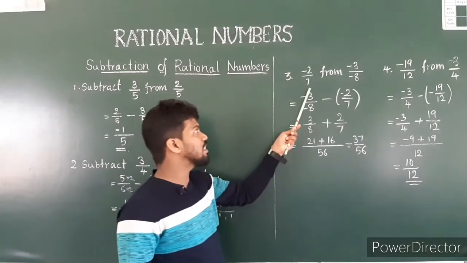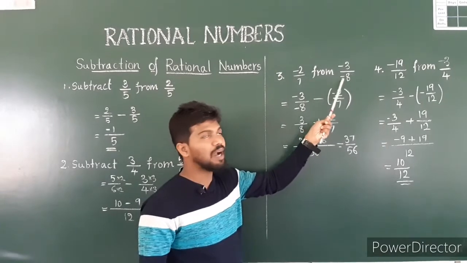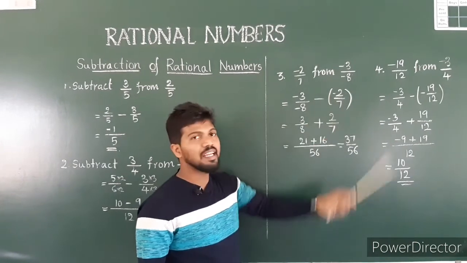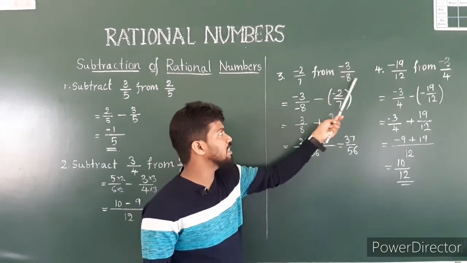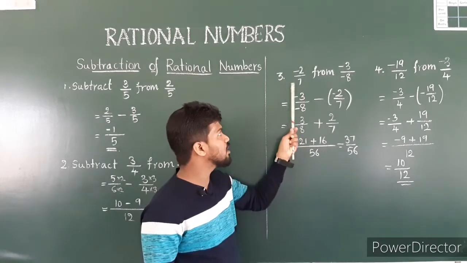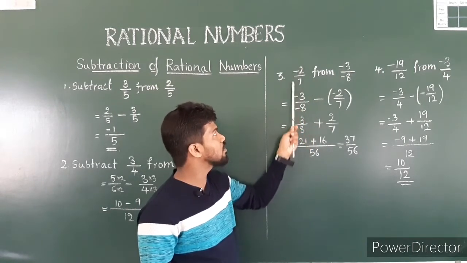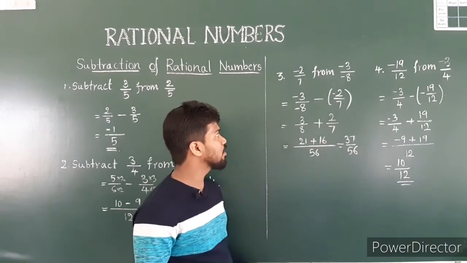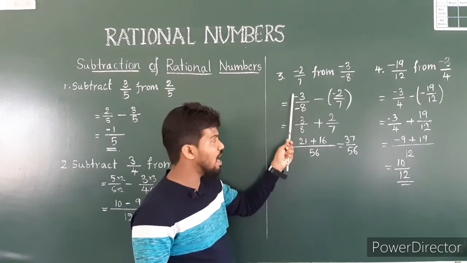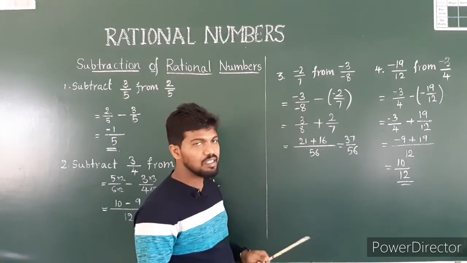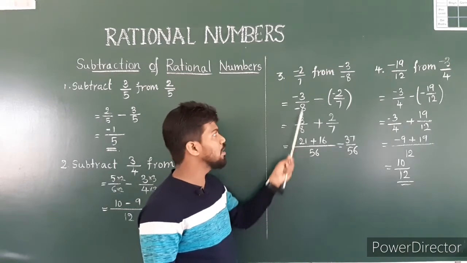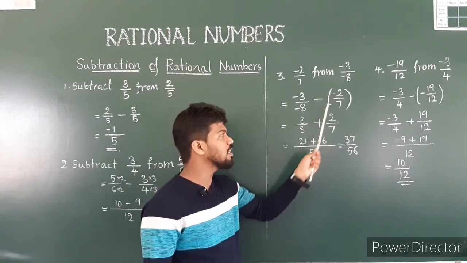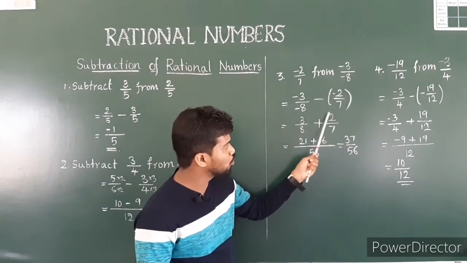Next, third question. Subtract minus 2 by 7 from minus 3 over minus 8. First you take minus 3 over minus 8, minus for subtraction, and the first number minus 2 by 7 as it is. So minus 2 by 7. Minus into minus becomes plus, so you write plus here, 3 by 8. The minus in the denominator and the minus in the numerator multiply the signs, so you get plus. Then divided by 2 by 7.